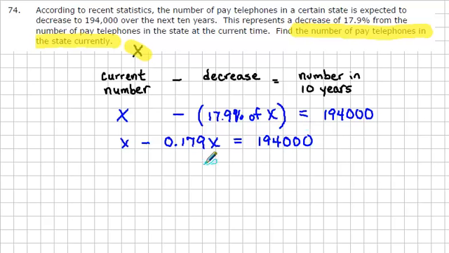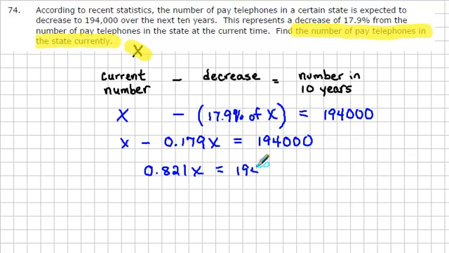So now that we've got our equation, we solve the equation. First of all, let's combine our like terms. If we take 1 and subtract 0.179, we end up with 0.821. So we have 0.821 multiplied by x is equal to 194,000.